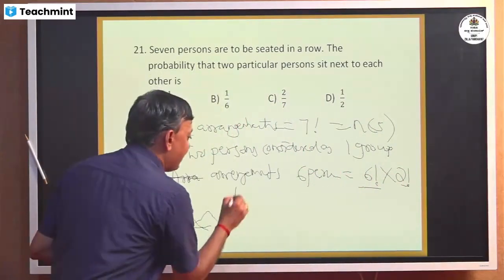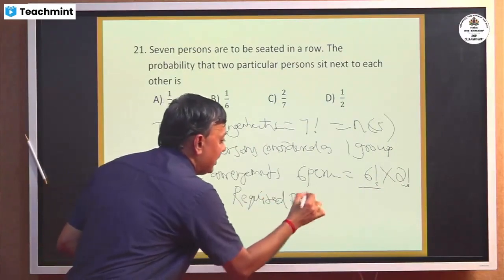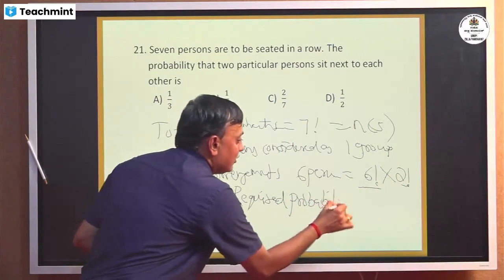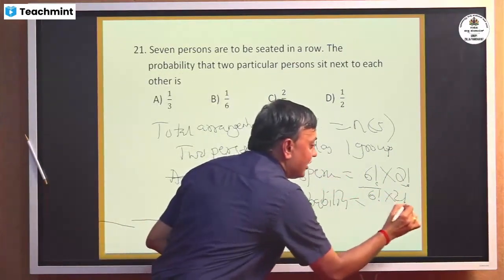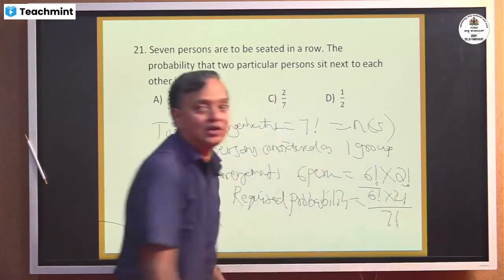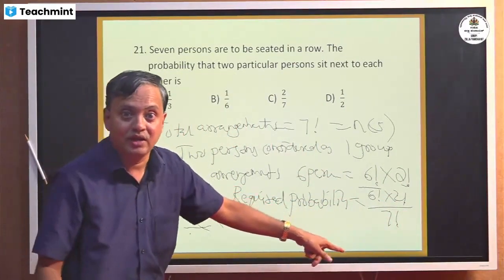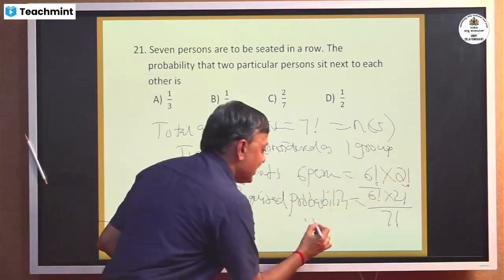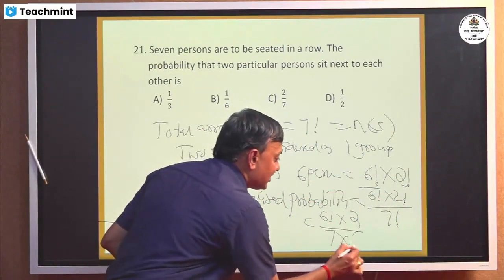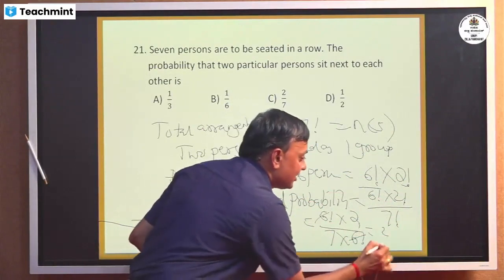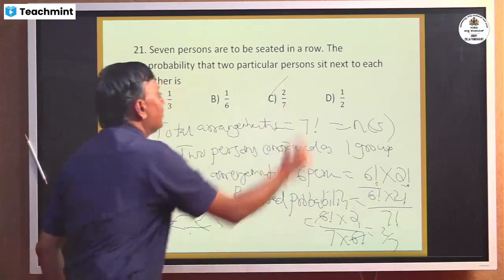So the required probability becomes 6 factorial into 2 factorial divided by 7 factorial. We can write 7 factorial as 7 into 6 factorial, and 2 factorial is 2. So the answer is 6 factorial times 2, over 7 into 6 factorial. So cancel. What is the answer? 2 by 7. The answer is 2 by 7.